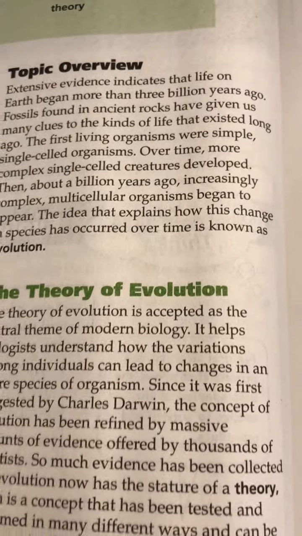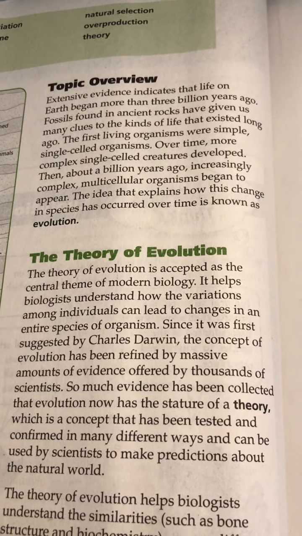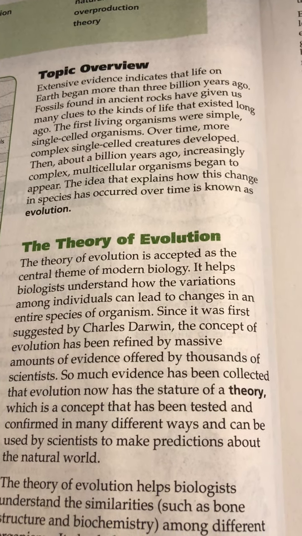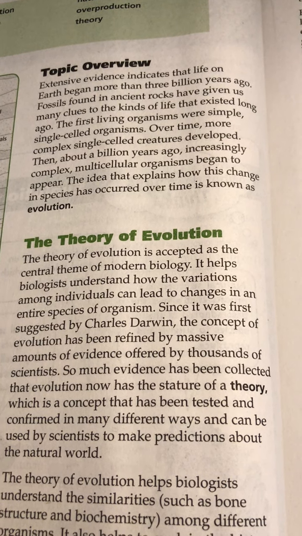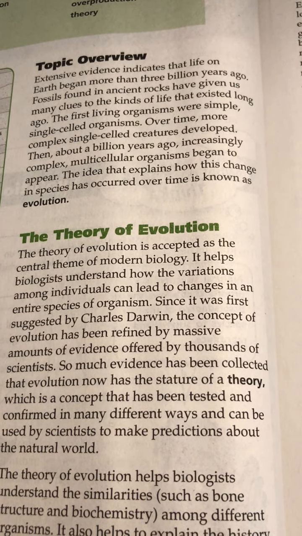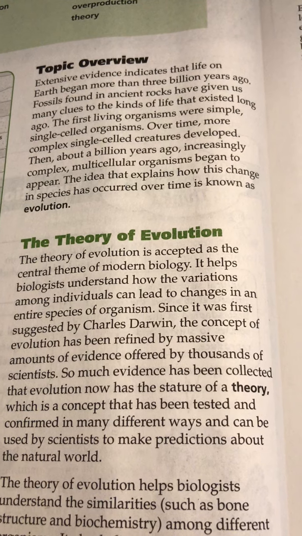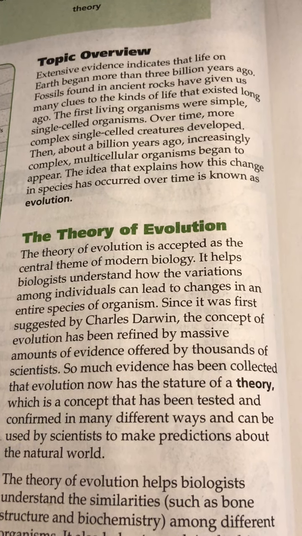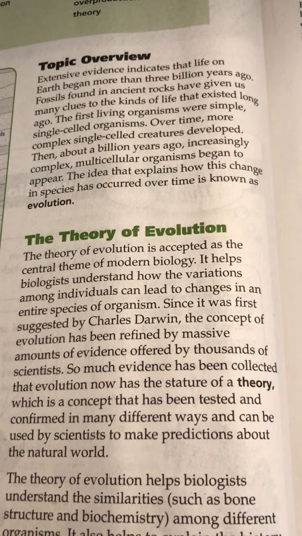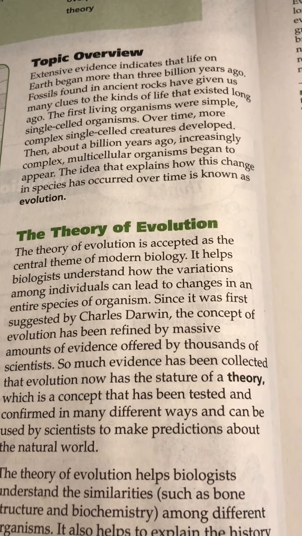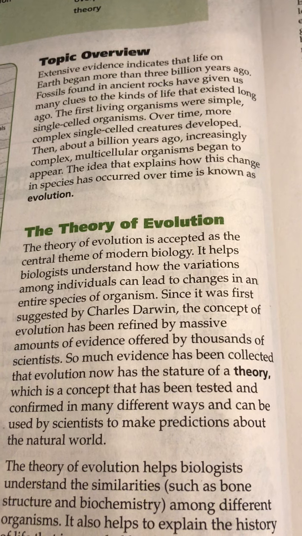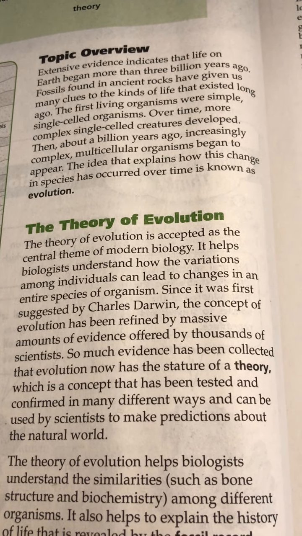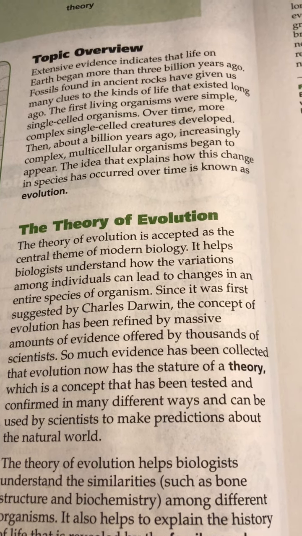Topic overview. Extensive evidence indicates that life on Earth began more than 3 billion years ago. Fossils found in ancient rocks have given us many clues to the kinds of life that existed long ago. The first living organisms were simple, single-celled organisms. Over time, more complex single-celled creatures developed. Then, about 1 billion years ago, increasingly complex multicellular organisms began to appear. The idea that explains how this change in species has occurred over time is known as evolution.